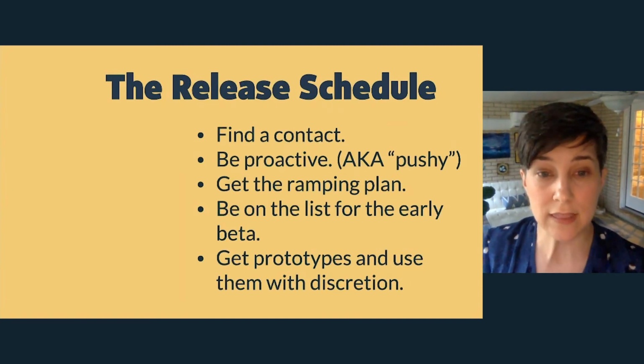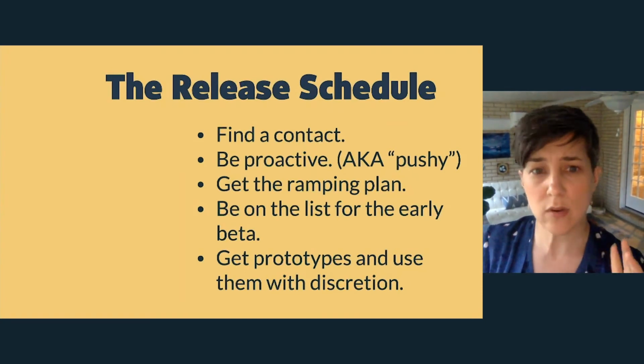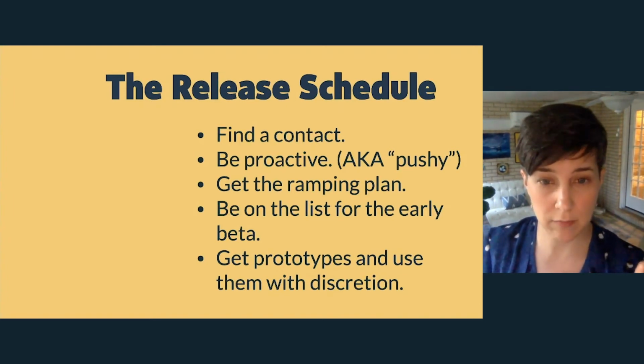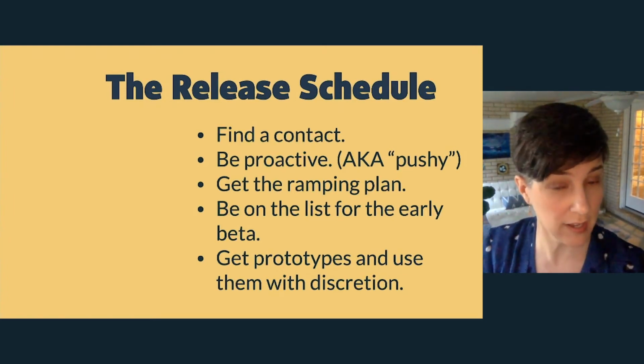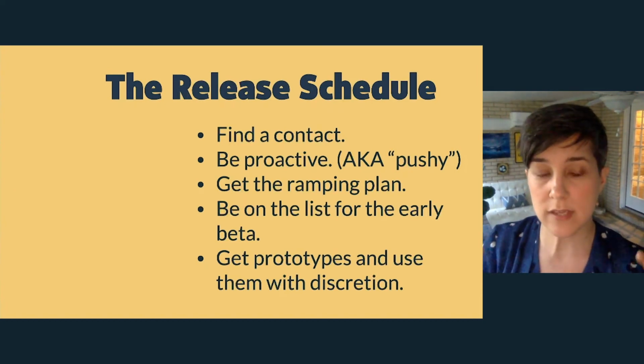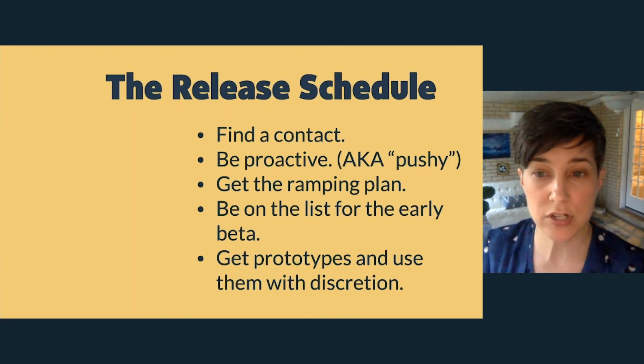If you can, get the ramping plan. So are they planning to release the beta on Monday and then go public on Friday? Or are they going to give you 2 weeks or 4 weeks? If you have any influence, push to have at least 4 weeks between you getting early access and public release.